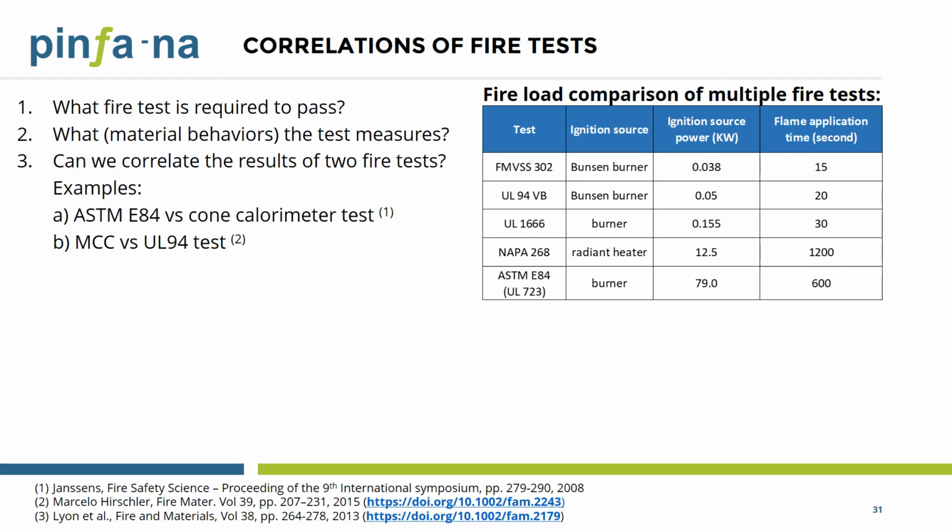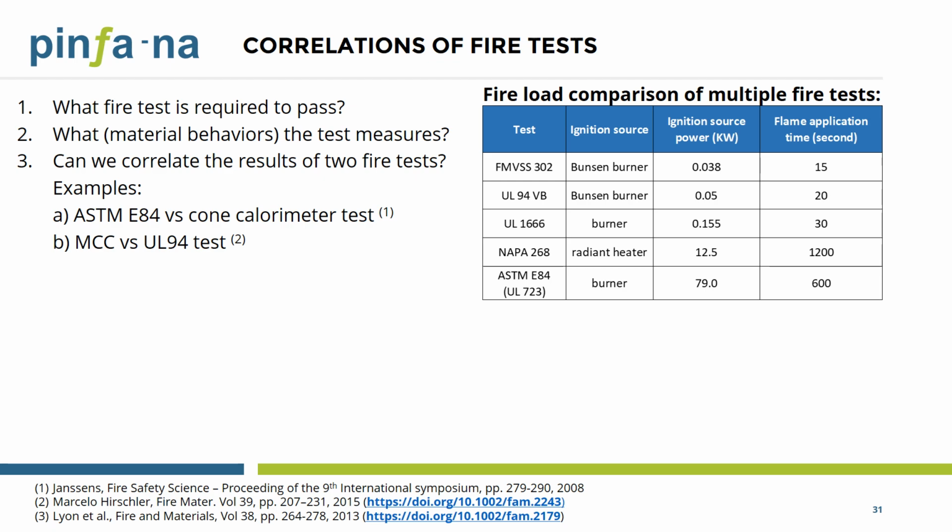So far, we have mentioned multiple standard fire test methods, small or large. Here are a couple of key questions for a formulator when designing a new flame retardant formulation. Question 1: What fire test is required to pass? And a related question: what material behavior does that fire test measure? I hope the presentation we have gone through so far helps you answer those two questions. Well, question 3 is: can we correlate the results of two different fire test methods?